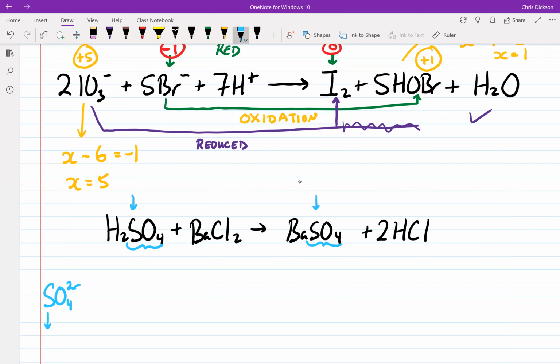Now you could work it out if you wanted to. You could say, well, I know that's x - 8 because of the oxygens equals -2. So I add 8 and I get 6. So that has an oxidation number of 6.